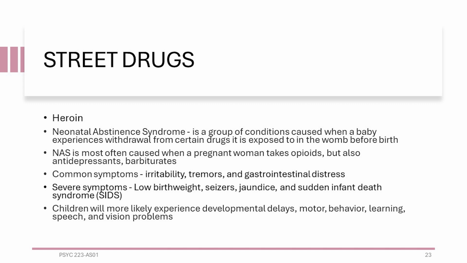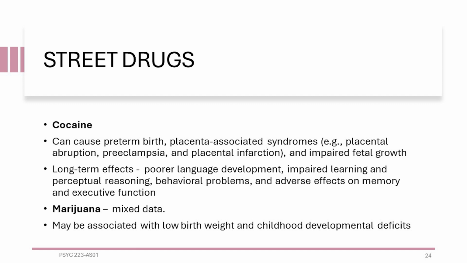Cocaine is a stimulant that affects the central nervous system. Using cocaine can increase alertness, create feelings of well-being and euphoria, boost energy and motor activity, and enhance feelings of competence and sexuality. Cocaine use during pregnancy can lead to several serious issues, including preterm birth and problems with the placenta, such as placental abruption, preeclampsia, and placental infarction.